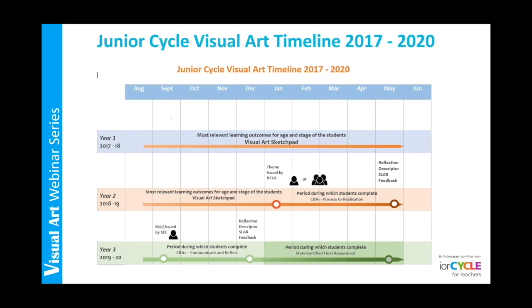You will be familiar with this timeline from our CPD days, which gives an overview of the 3 years of junior cycle visual art.